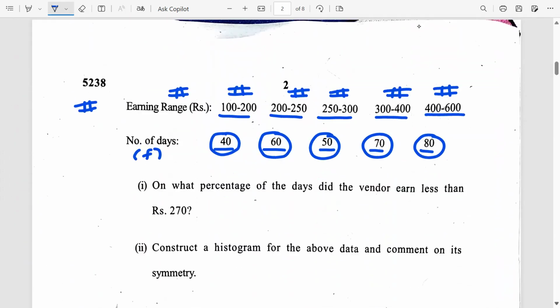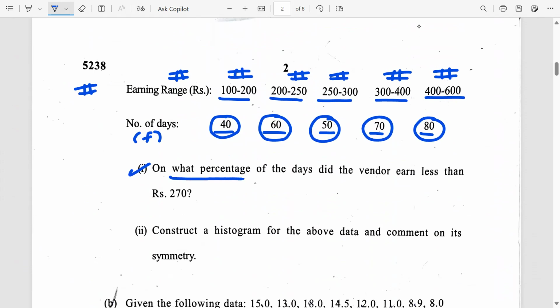Now let us see what the question is asking us. On what percentage of days did the vendor earn less than 270 rupees? Now 270 will fall in this particular class interval. So we need to find out on what percentage of days. To do that, we need to first calculate the relative frequencies and the density, because density will capture the spread, which we can use to calculate the percentage number of days the vendor earns less than 270. So let me come to the whiteboard now.